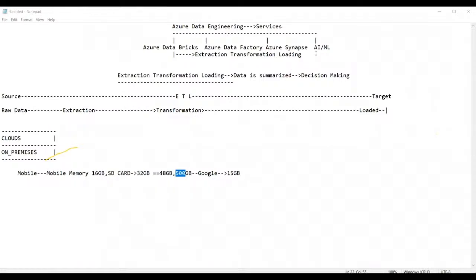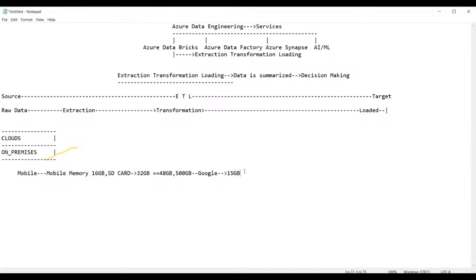My question is that my mobile memory already has 16 GB, and I have installed an SD card with 32 GB memory. Totally, both the memories amount to 48 GB. But I have some more, 500 GB, to be stored. For that, I took the support of Google Drive, and Google Drive is providing only 15 GB. What is the alternative for me now?